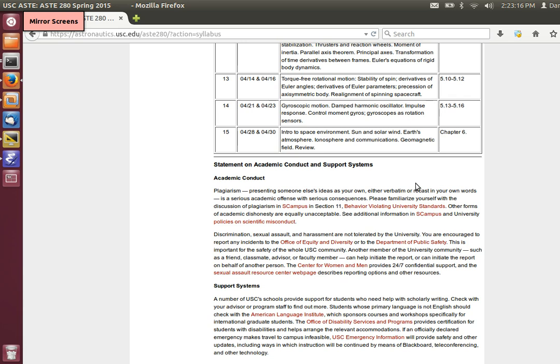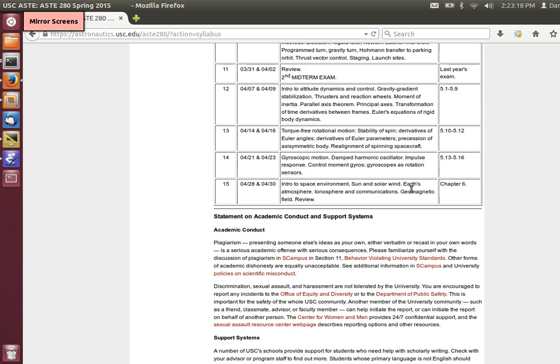Okay, any questions on sort of the boilerplate of the class, the basic bones of how it works?